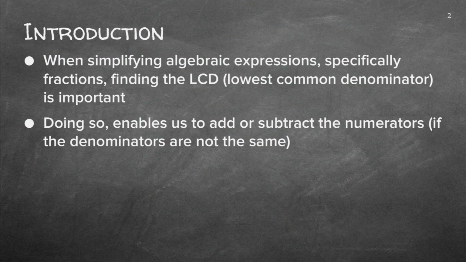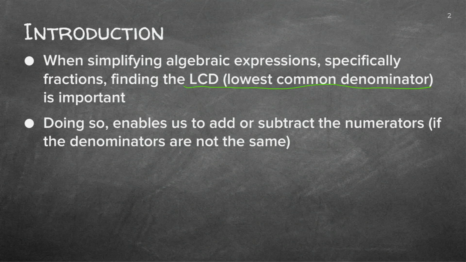When simplifying algebraic expressions, specifically fractions, finding the LCD, the lowest common denominator, is very important. Doing so enables us to add or subtract the numerators if the denominators are not the same. So we need to ensure that the denominators are the same, okay? And if not, we find the LCD. I'll just do one simple example for you.